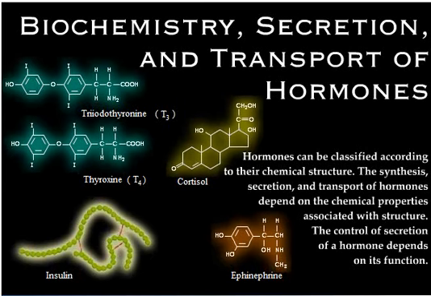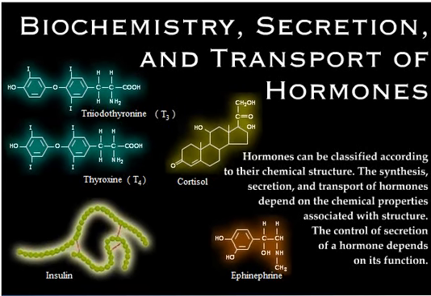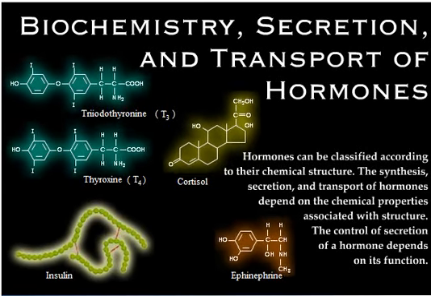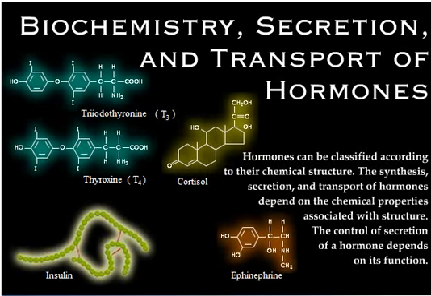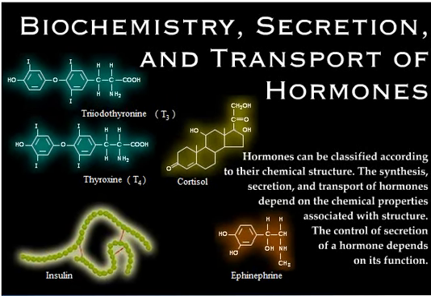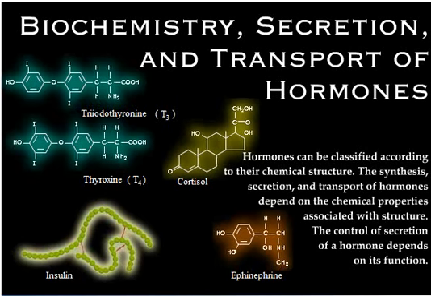Hormones can be classified according to their chemical structure. The synthesis, secretion, and transport of hormones depend on the chemical properties associated with structure. The control of secretion of a hormone depends on its function.